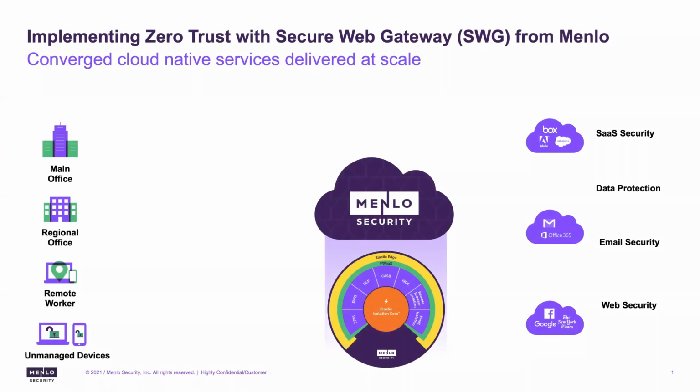Menlo Security consolidates multiple security services on a single cloud security platform and protects all users regardless of where they're working or what device they connect with. We span security control and visibility across all the applications they use to work, including the web, email, and SaaS applications, as well as enabling DLP policy.